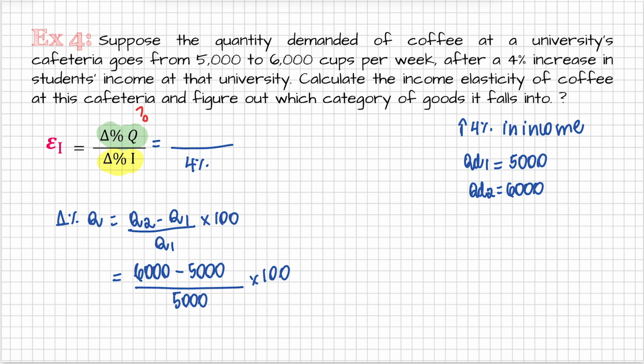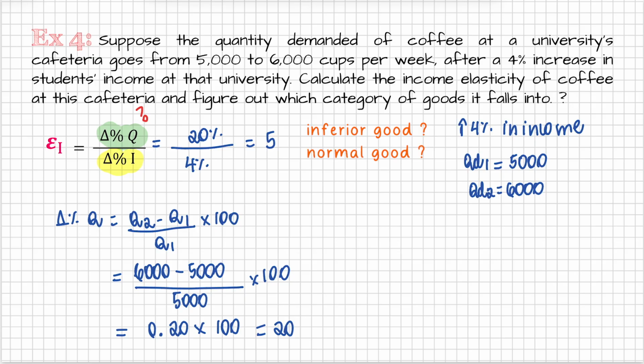6,000 minus 5,000 divided by 5,000 gives us 0.20. Multiply that by 100, and we get 20%. Now we just plug that into our formula. 20% divided by 4%. So income elasticity equals 5. So knowing that, how do we classify coffee here? Is it an inferior good, a normal good, or a luxury good? Income elasticity is positive, so we already know it's a normal good. But since it's not just positive, it's also greater than 1. Coffee turns out to be a luxury good too.